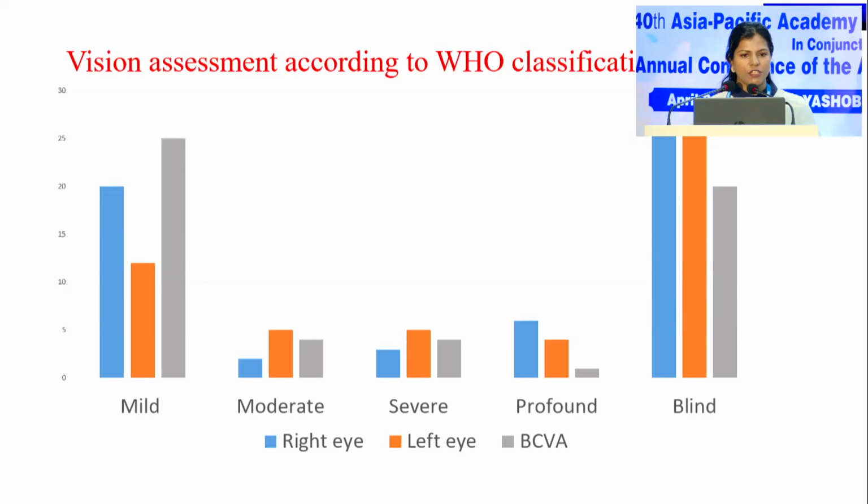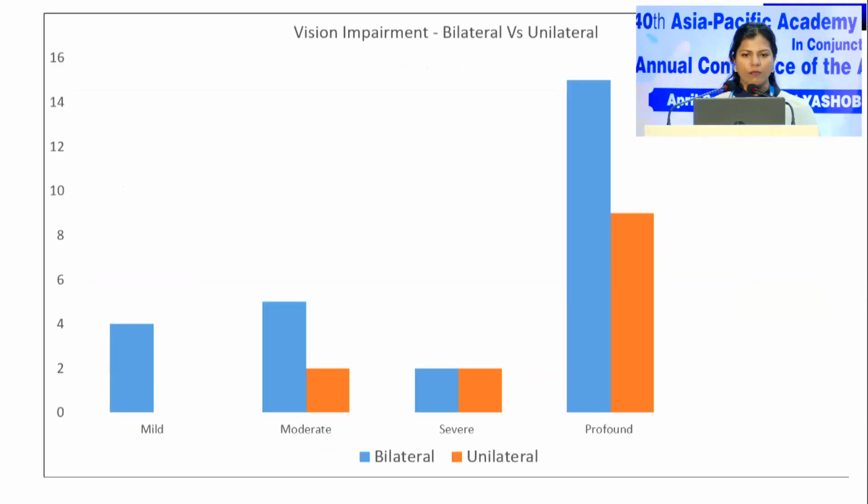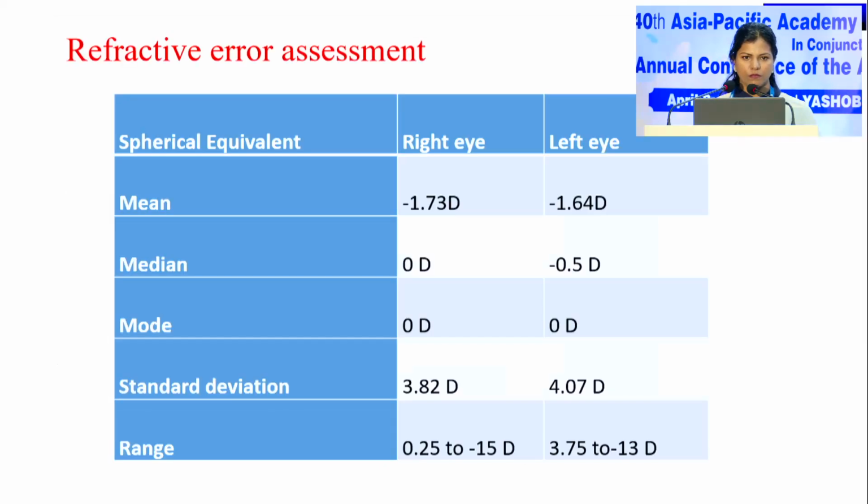When we divided patients based on the WHO classification for vision impairment, we did analysis for the right eye, left eye, and the best corrected visual acuity for that patient. There was a varied range of visual impairment in these patients. When we compared vision impairment between bilateral versus unilateral, we saw that most of the patients with bilateral optic nerve hypoplasia had some amount of vision impairment, and more so in the bilateral group for profound and severe vision loss.